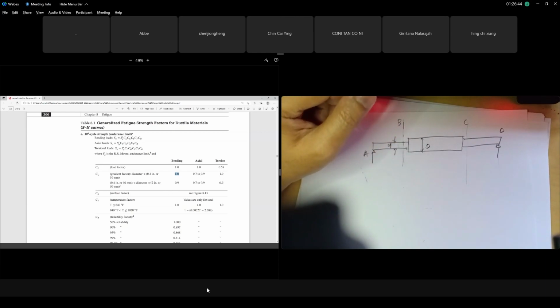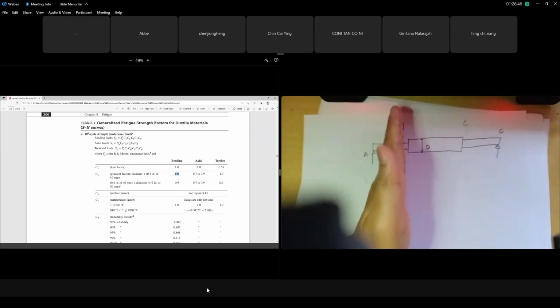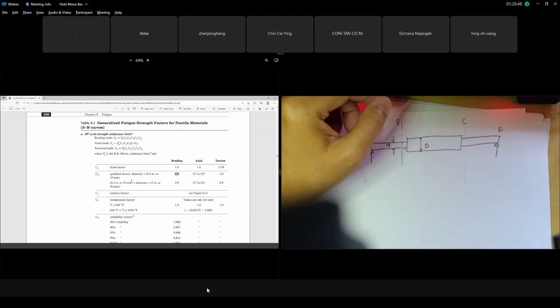Okay, clear or not? The diameter at the point that you analyze is between 10 mm and 50 mm, because normally a shaft is in that range. If it is 10 mm, you use 0.9. The first range is for less than 10, but the second range is for 10 mm and above. Clear, class? If 10 mm, you use 0.9, not 1.